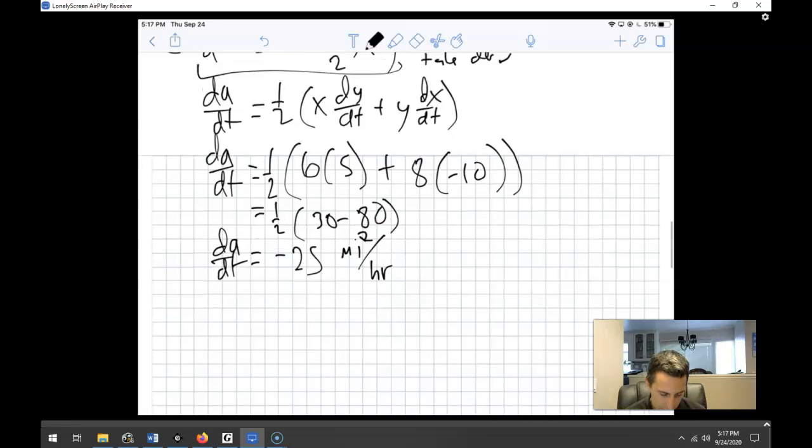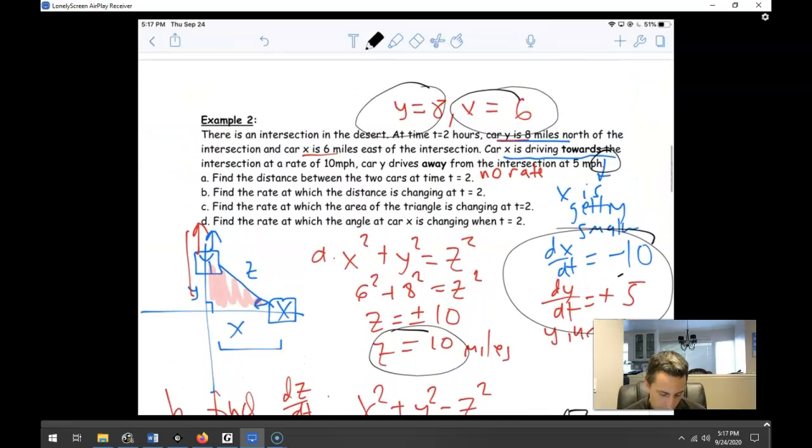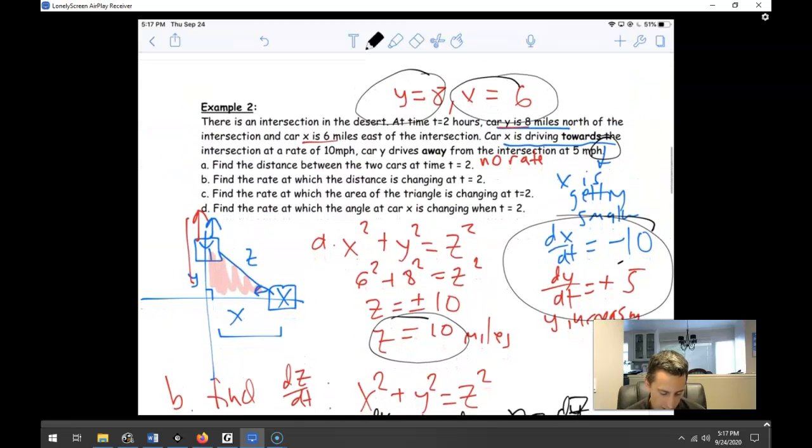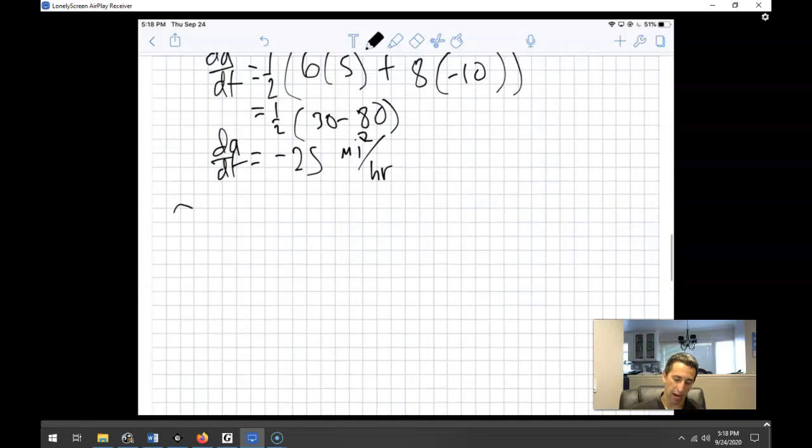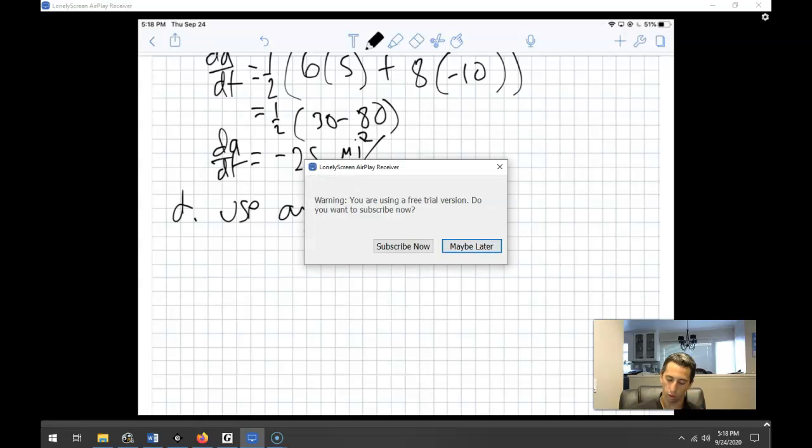Let's look at D. This one's a little trickier. D asks us for the rate at which the angle at car X is changing. So we have some angle there that I'm trying to find, the rate at which that's changing, d theta dt. Now, I can use any equation I want, right? I need an equation that relates that angle to the sides. So I need to use some trig function.